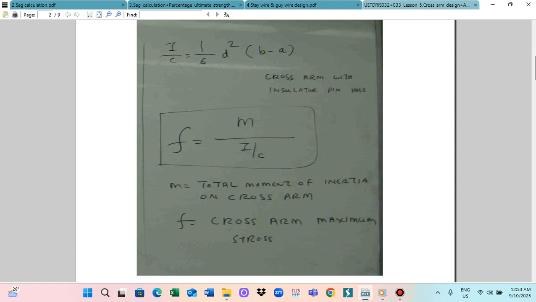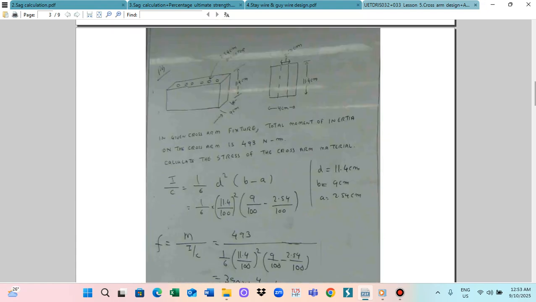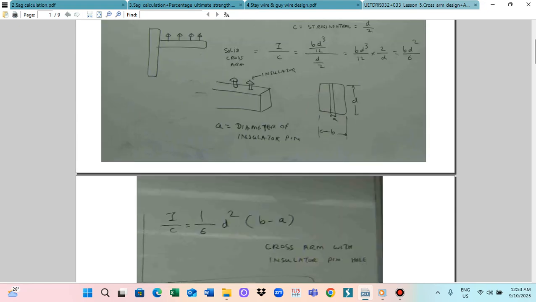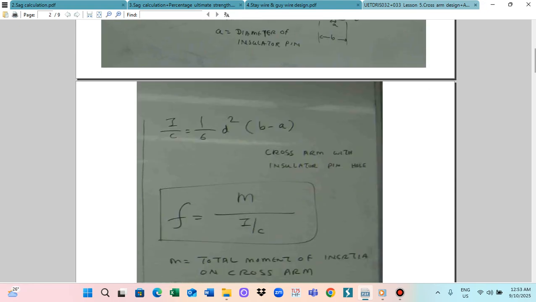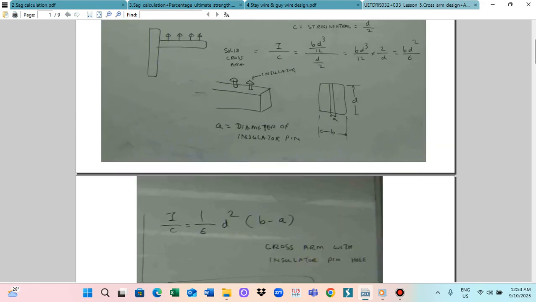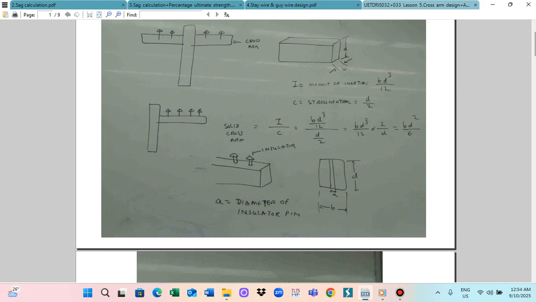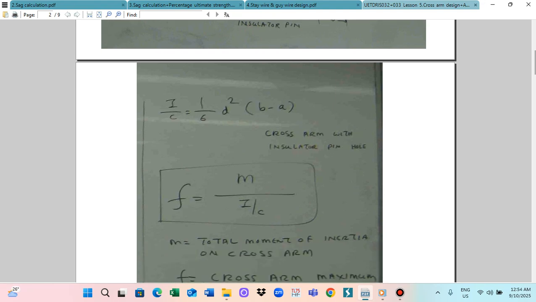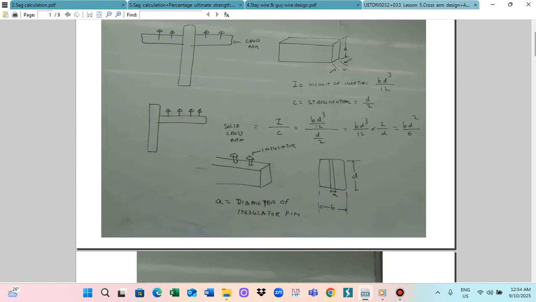So this is the design formula. The cross arms are like this. The moment of inertia for the rectangular shape is B D cubed by 12. And the stress neutral for the rectangular shape is D divided by 2. So the cross arm moment of inertia to stress neutral is I by C, B D cubed by 12 divided by D by 2. So you get B D squared by 6. So this is the solid cross arm.